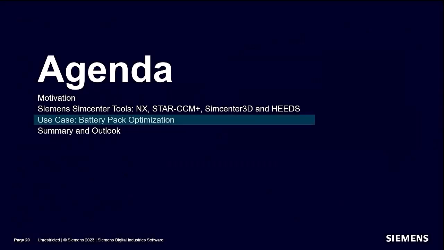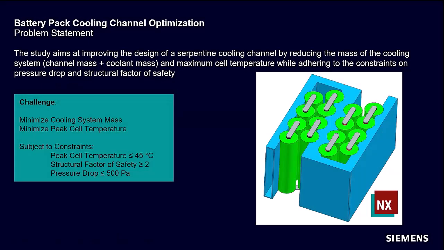With an understanding of the tools to be leveraged, now let's dive into a battery pack use case to see how we can leverage Heats to discover better battery pack designs faster. The objective of our study is to enhance the design of a serpentine cooling channel by minimizing the overall mass of the cooling system, which encompasses the cooling channel and coolant mass, while also ensuring a reduction in the peak cell temperature. These improvements need to be achieved while staying within the given limitations for peak cell temperature, pressure drop, and a safety factor for the structural integrity.